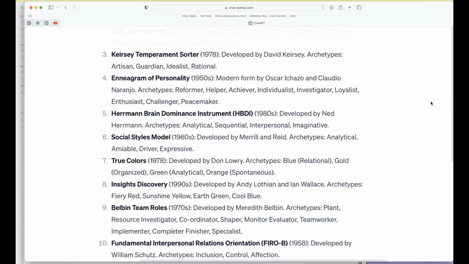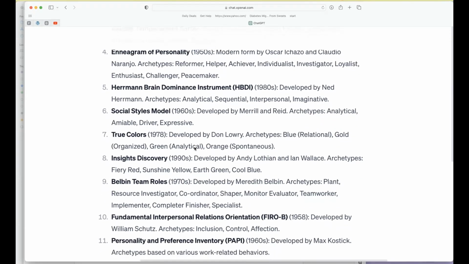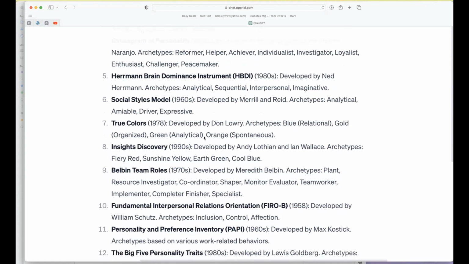Social styles in the 1960s: are you an analytical, an amiable, a driver, or an expressive? Interesting. And then True Colors. Are you red, gold, green, or orange? Even orange is up grid. Relational is probably in grid. Gold, organized, is probably down. Well, no, I think they're going to consider it out grid. Really? Analytical is down. Yeah, down. Okay. So you see why I wanted the definitions, so instead of us assuming what they mean by these labels, I'd like to see those.